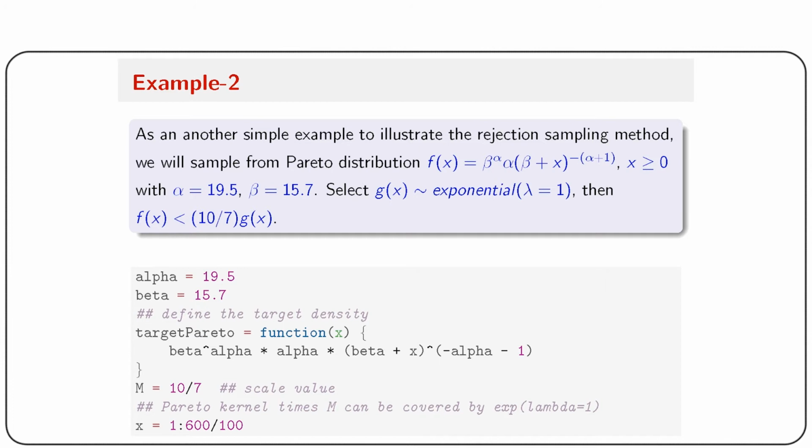To implement this, first we assign alpha equals 19.5, beta equals 15.7. Then target Pareto, we have to define the target function. So the target density, target Pareto equals function of x, and then I'll write that expression, beta to the power alpha, times (alpha, beta plus x) to the power minus (alpha plus 1), in R format. Then m is assumed to be 10/7, that is already specified, and the Pareto kernel times m can be covered by exponential with lambda 1, so x equals sequence 1 to 600 divided by 100.